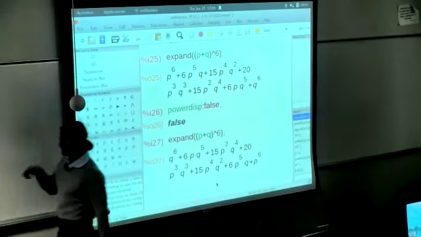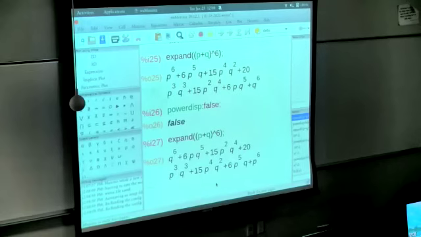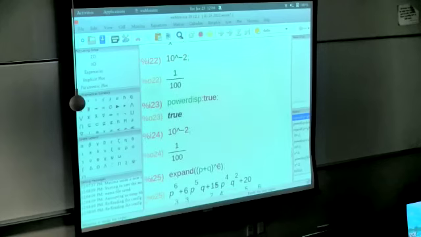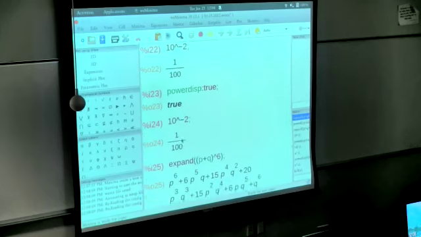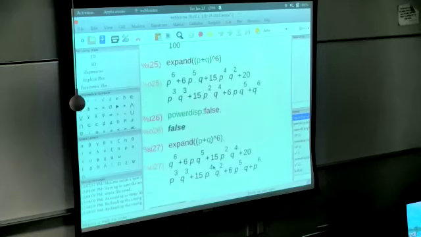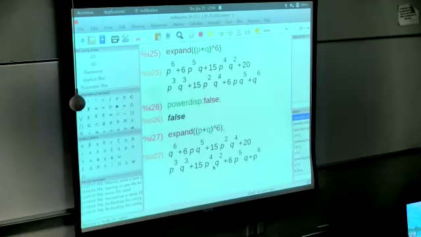So why did I start with 1 over x squared, 1 over 10 raised to 2, 1 over 100? One may think powerdisp will affect these powers. That's not true. Powerdisp will affect powers in a polynomial. So if you want to express exponents in a different way, it is exptdispflag.